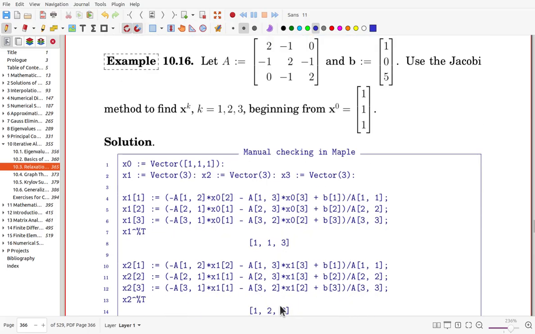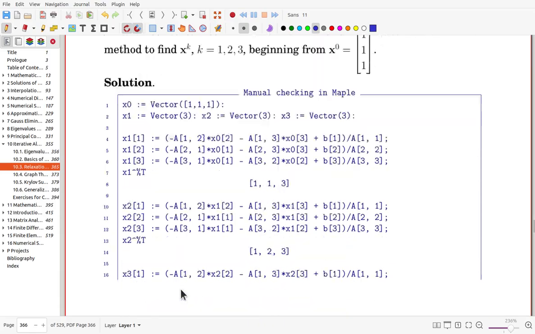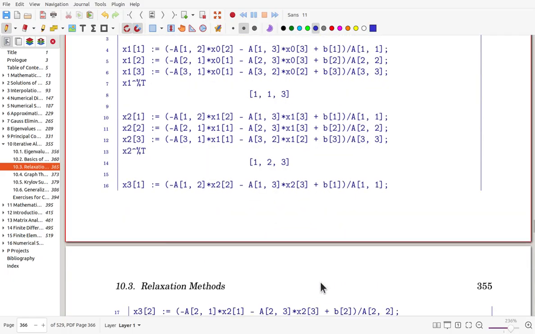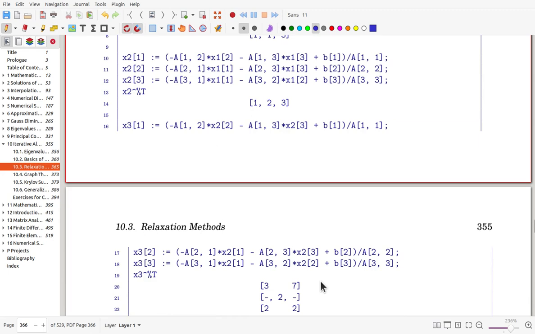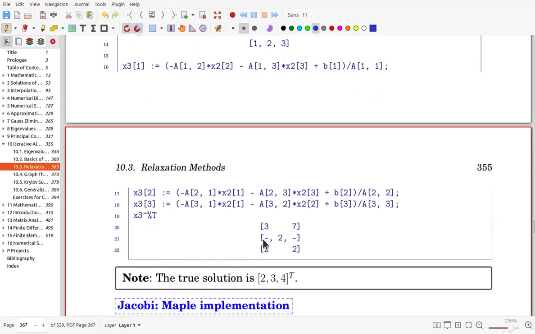Now by using x1, we can get x2. First component, second component, third component, exactly the same way we do to get x2, and now the result is 1, 2, 3. Now by using x2, again exactly the same, we get x3, and we have 3 over 2, 2, 7 over 2.